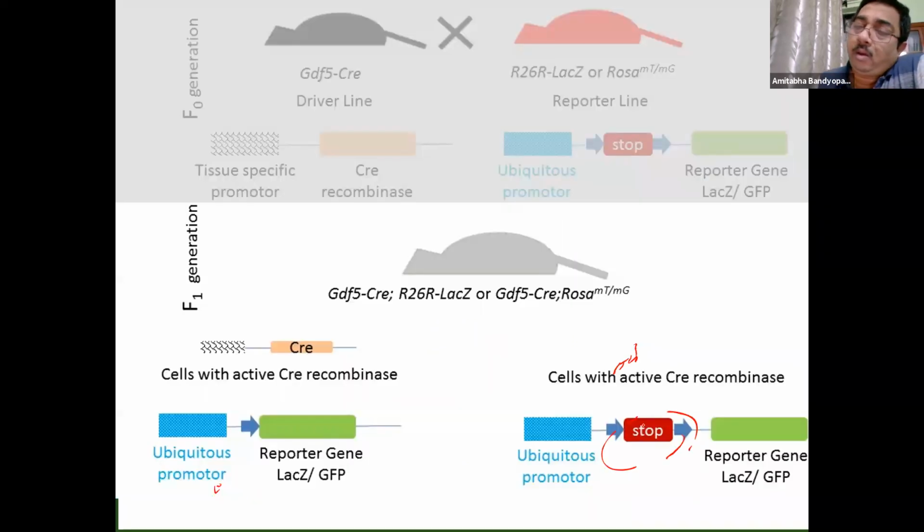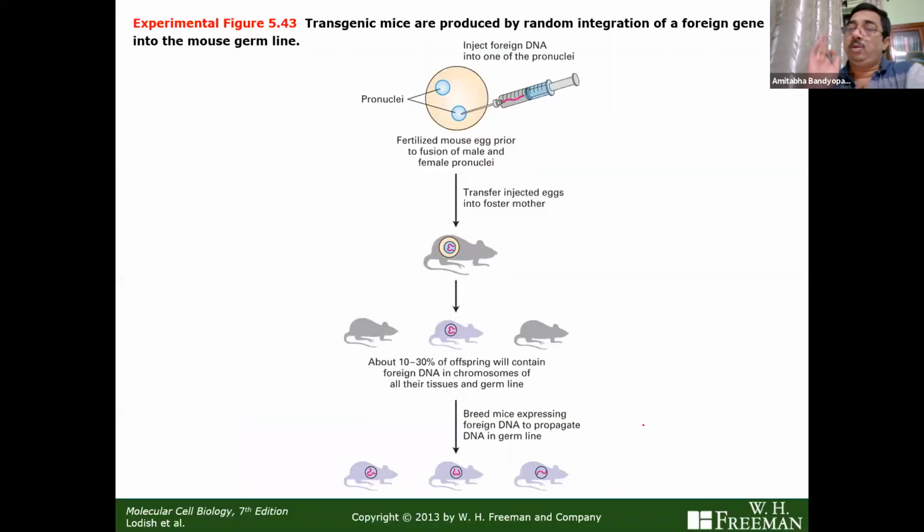Now, so that is the fundamental. Okay, now how do you make a transgenic mouse? So a transgenic mouse is fundamentally different from a knockout or knock-in mouse, both in how it is generated and also in how the data should be looked at.